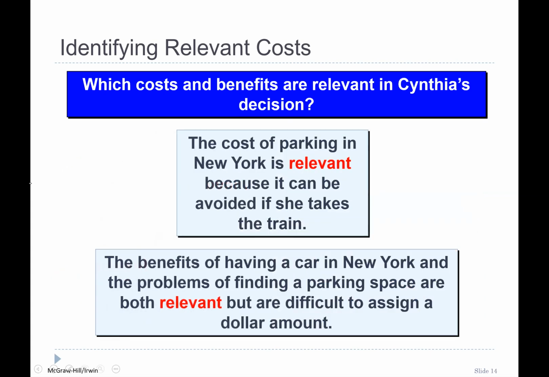The cost of parking in New York is relevant, yes, because on the train you don't have this kind of parking fee in New York. The benefits of having a car in New York and the problems of finding a parking space are also relevant, even though it is difficult to assign dollar amounts, right? So these two are different costs, and even though we are not quantifying them, they are relevant.